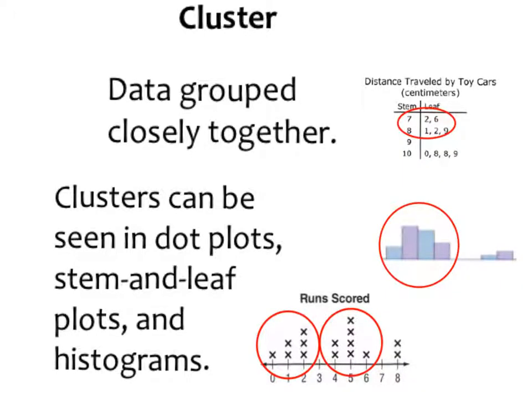The first term that you'll need to be familiar with is cluster. Cluster is data grouped closely together. You can see clusters in dot plots, stem and leaf plots, and histograms, and there are some examples right here on the screen. Circled in red are clusters of data. Now, in many cases, clusters stand out because you also see gaps. Those gaps highlight data that's clustered together.